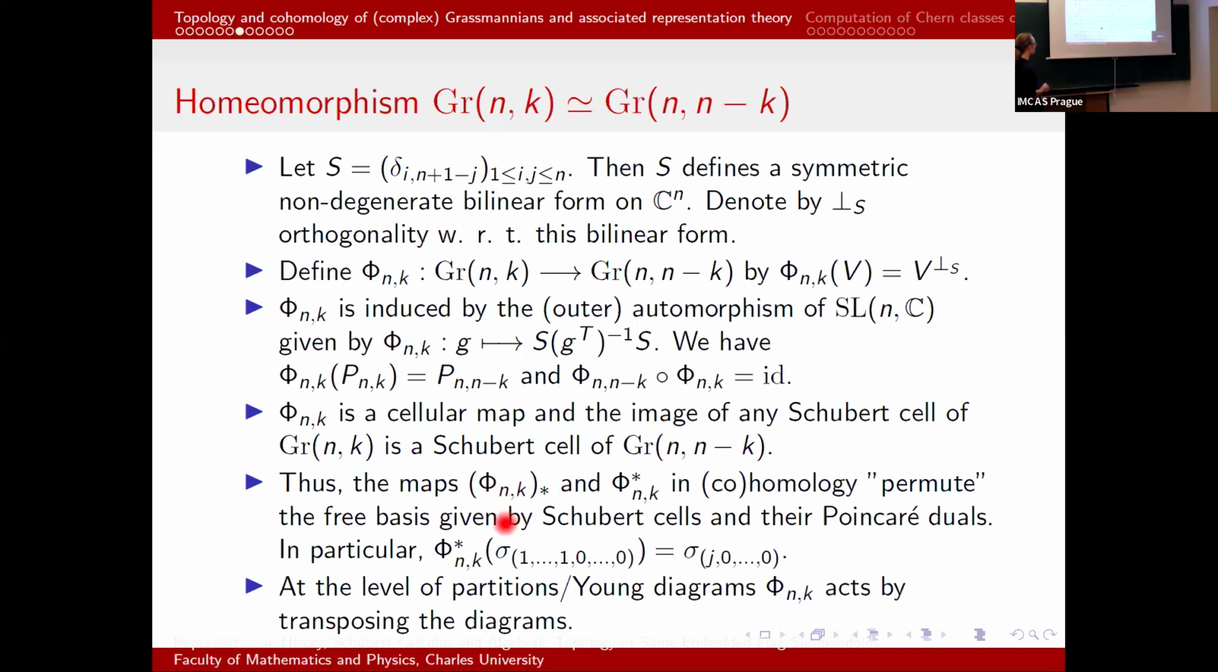The map phi nk induces a nice map in both homology and cohomology, and I have put "permuted" in parentheses because the homology of Gr n, n minus k does not need to have the same generators as the homology of Gr n, k.